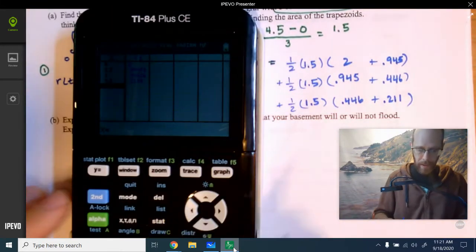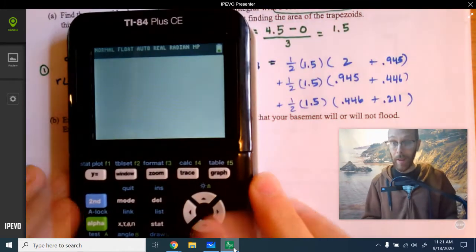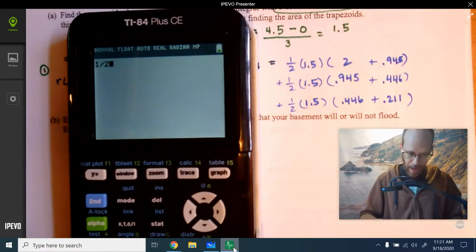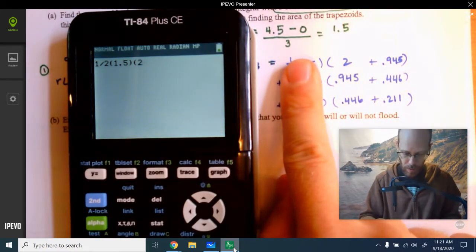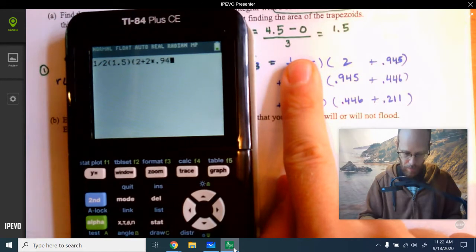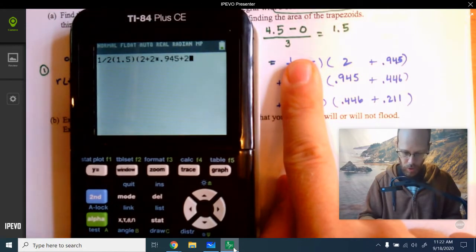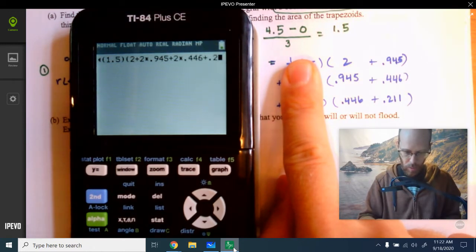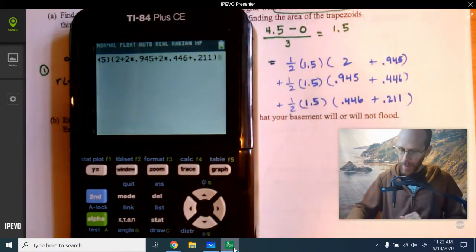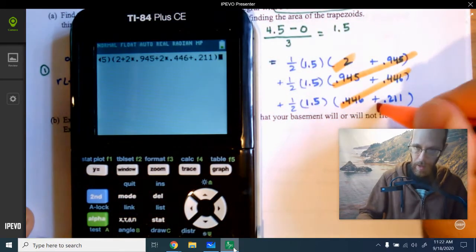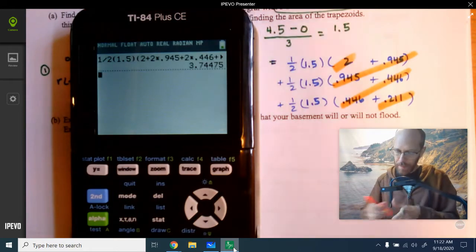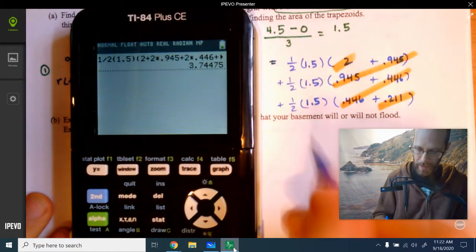So you grab your calculator and you punch this out. Now you guys know that I am calculator lazy. So one thing that I'm going to do is I'm going to take the half and the 1.5 and I'm going to factor those out. And then I'm just going to deal with this separately. And what I see over here is that I've got a 2, and then I've got 2 of these 0.945s. And then I've got 2 of these 0.446s, and then I've got 0.211, end parenthesis. If you have no idea what I'm talking about, what I was just saying is I got 1 of these, 2 of these, 2 of these, and 1 of these. I hit enter, and I get an answer.